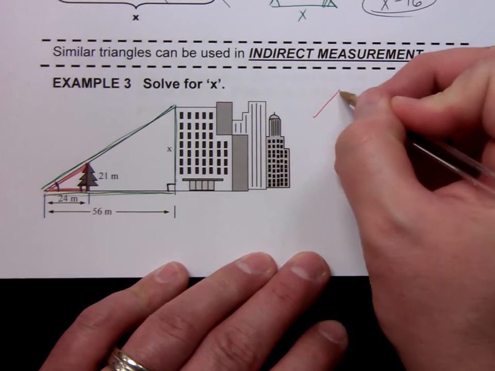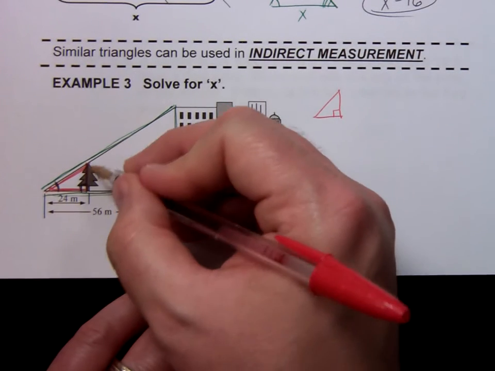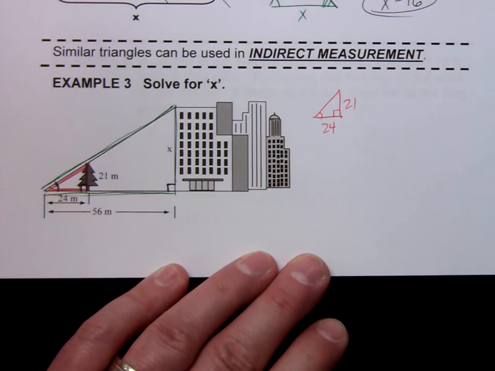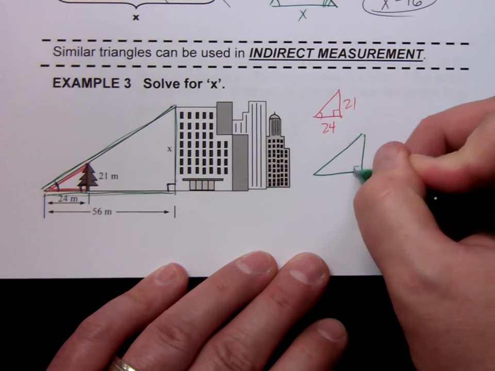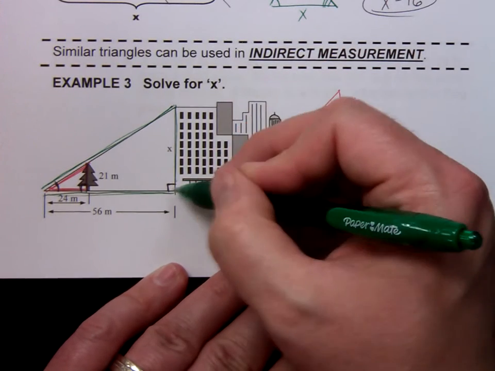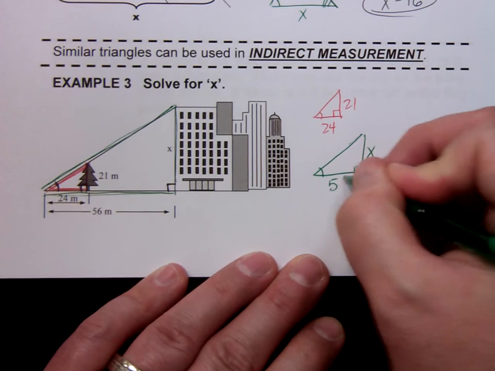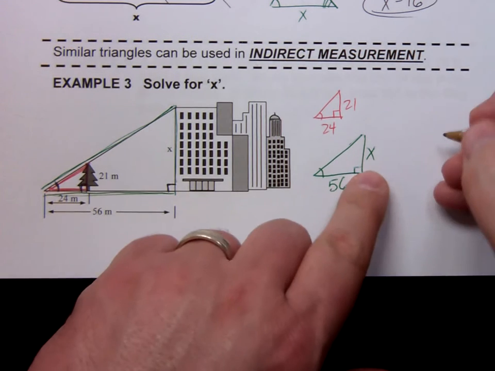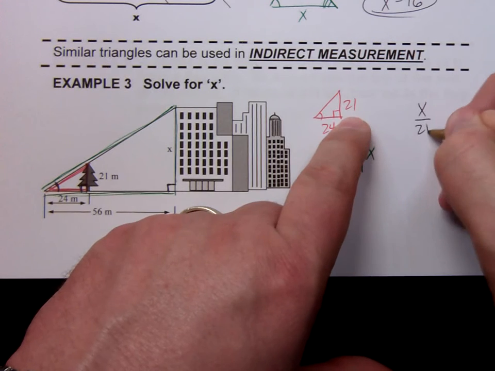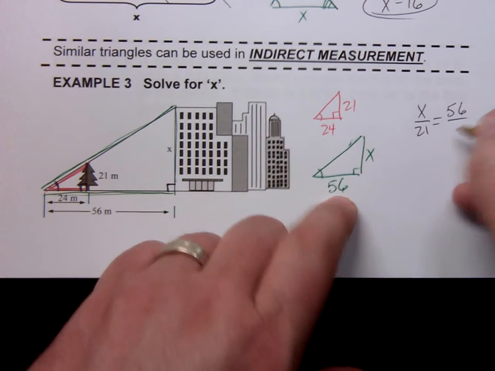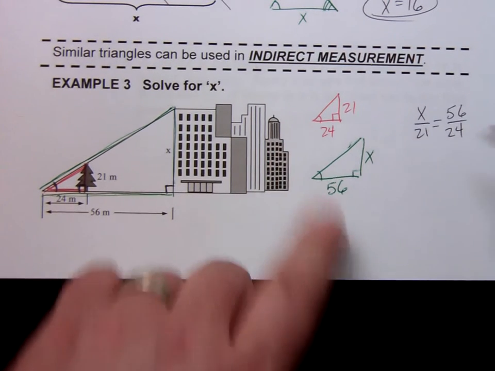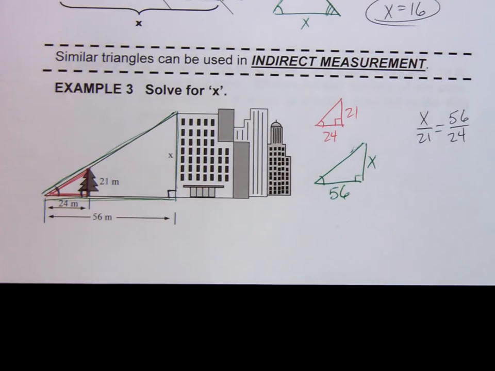If you want to redraw the triangles, you can. On this triangle, I have side lengths of 21 and 24. And on the green triangle, I have sides of x and 56. And we want to set up a proportion, because as soon as we know the triangles are similar, we know the sides are proportional. So the x corresponds with the 21. The 56 corresponds with the 24. Again, both of these sides are in the numerator, both of these sides are in the denominator, and I have corresponding parts paired up in each ratio.